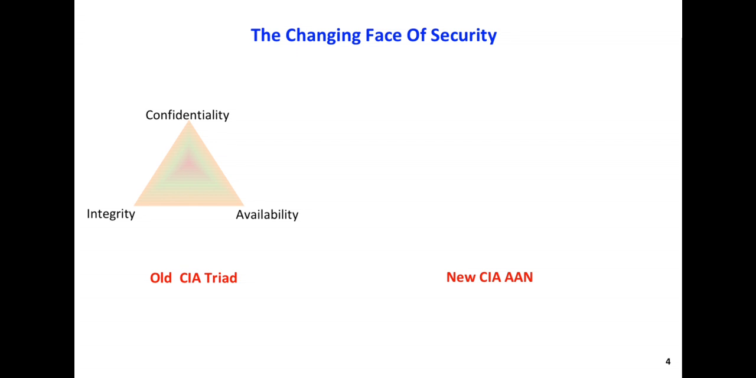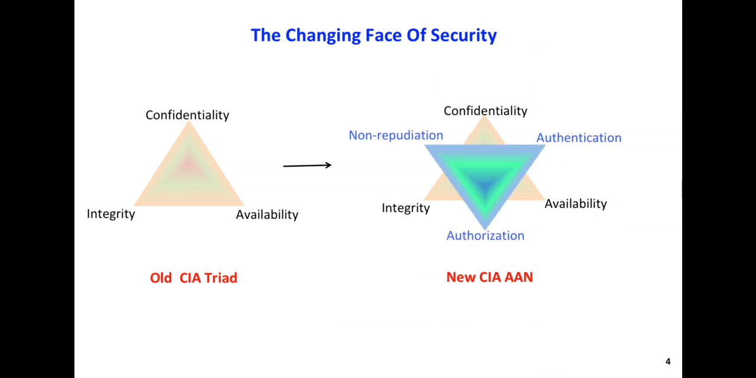But with changing times, the nature of work, businesses, interactions, they have also changed. The technologies have changed, and now the requirements have changed. And we have to add more vertices to what was earlier the triad. It now becomes some kind of a star with 6 points. What has been added is the authentication, authorization, and non-repudiation. So along with CIA, we also need to authenticate, as I have just said.